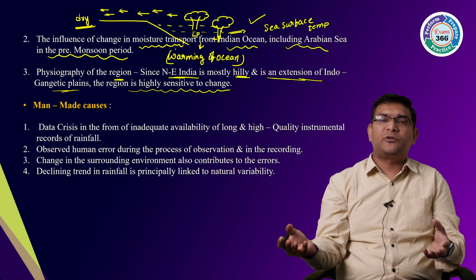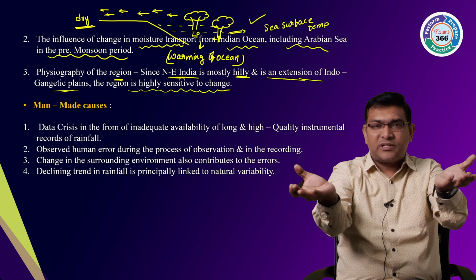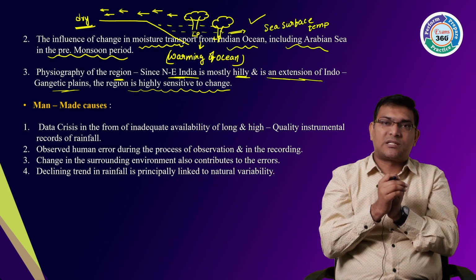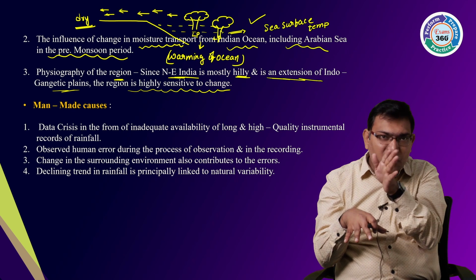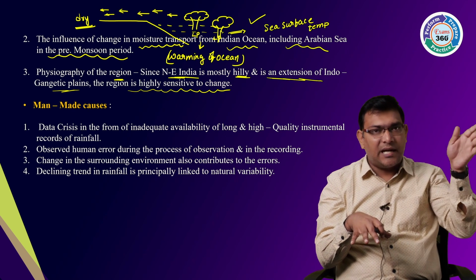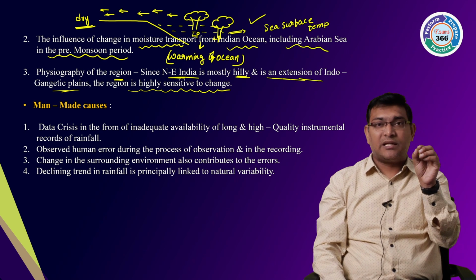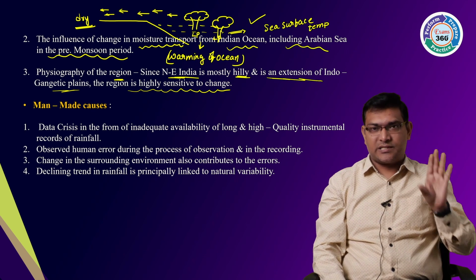Warming of the oceans happens, and what happens? A low pressure system is created there. With the low pressure system created, there will be more cloudiness, more rainfall. As the winds move away from the sea to the land, they become drier. So the areas which have the highest rainfall are decreasing.